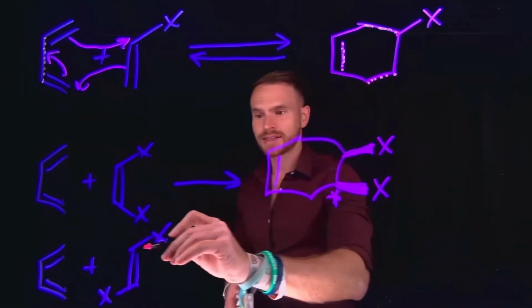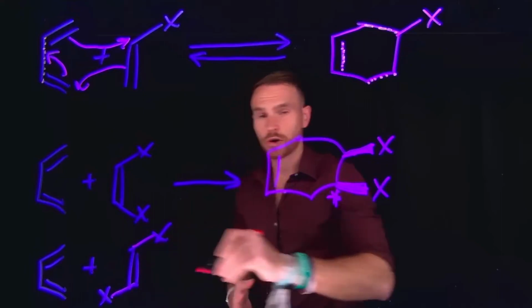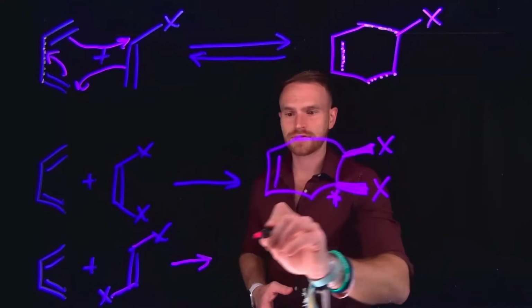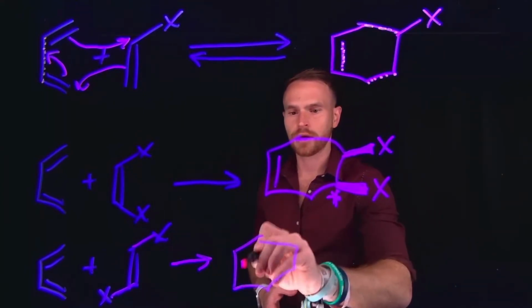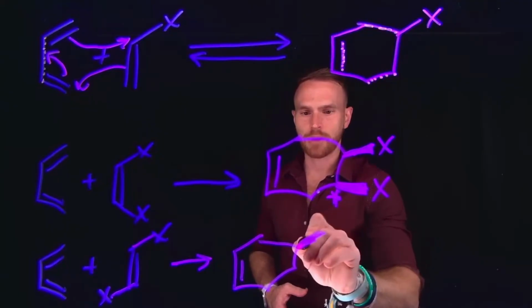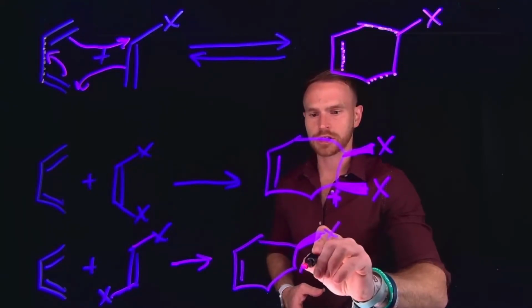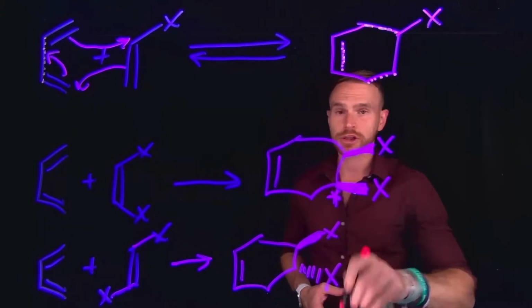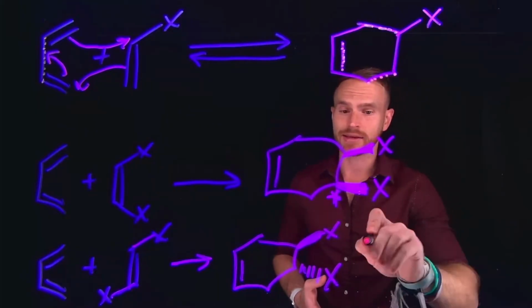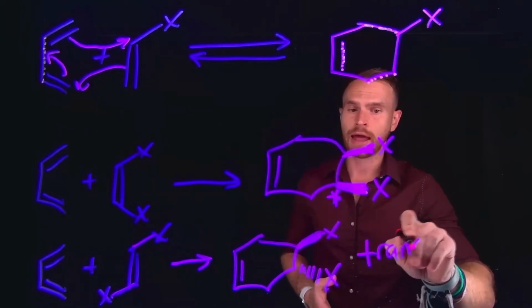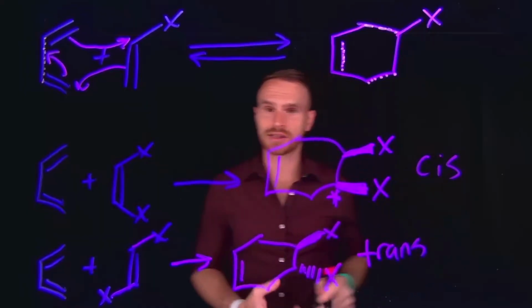For the trans dienophile, where the substituents are going in opposite directions, this gives rise to a cyclohexene ring, where now we need to indicate that both of them are going in opposite directions. So we would draw one as a wedge and one as a dash to indicate that they are trans to one another, as opposed to if they are cis to one another.